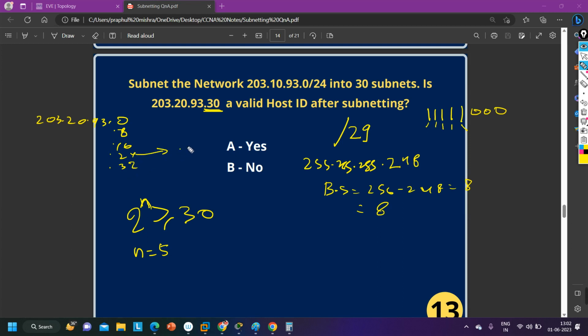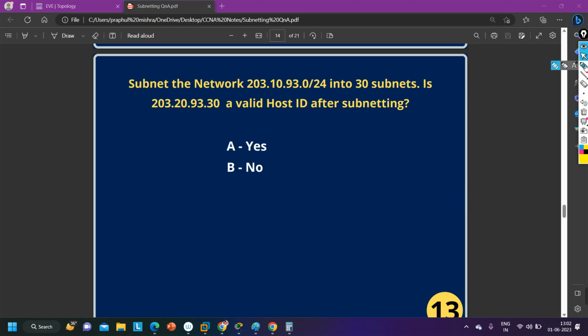So this network will end on dot 31, and the starting IP address will be dot 25. So yes, this one is a valid IP address. The answer to this question comes when we reach 32, because my block size is 8. So the first network will be dot 0, then dot 8, then dot 16, then dot 24, then dot 32. This IP address belongs to this network because this network is ending on dot 31.